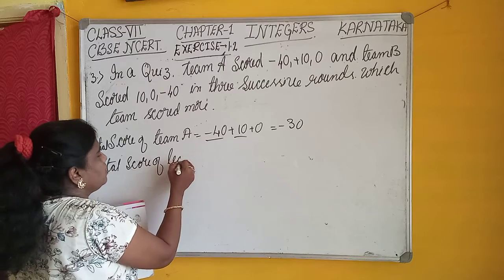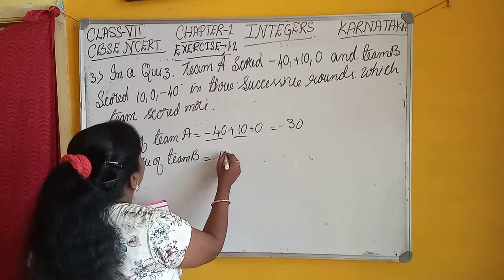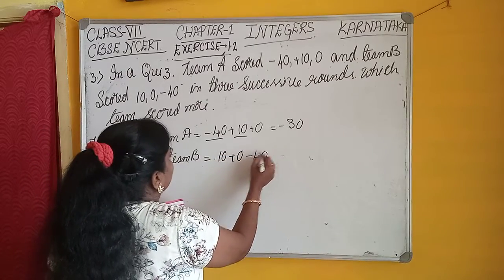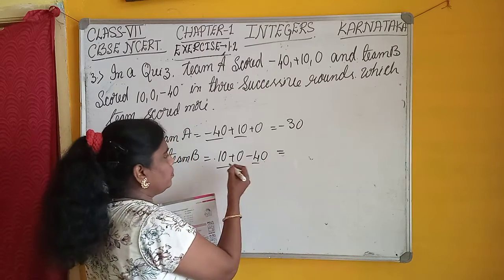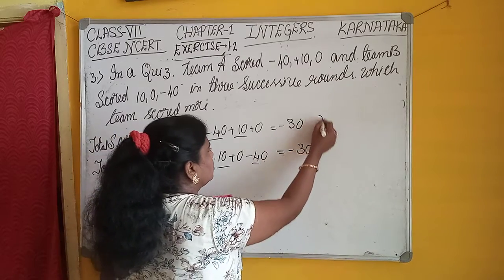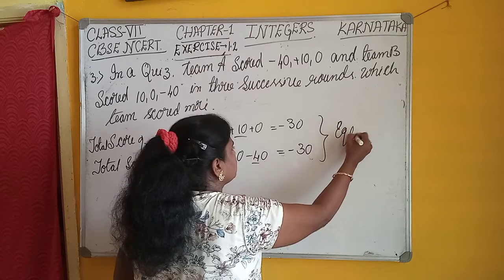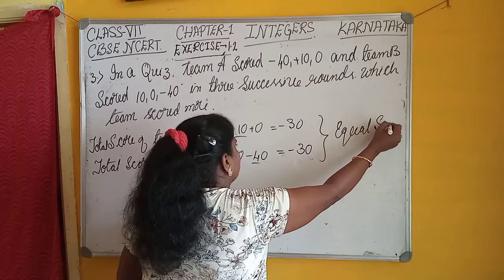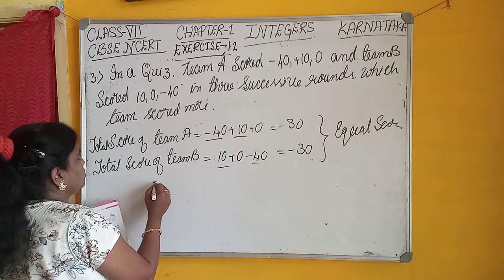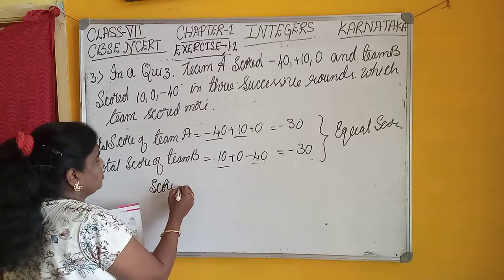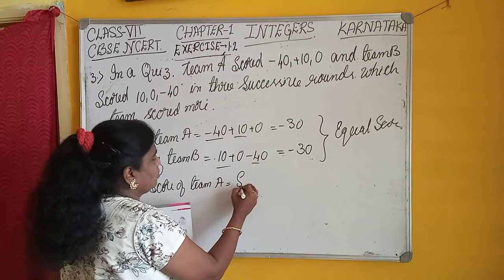Total score of team B is equals to 10 plus 0 minus 40. Here also the order of addition is different. Therefore, according to the associative property, both are equal. Therefore, they get equal scores. Therefore, score of team A is equals to score of team B.